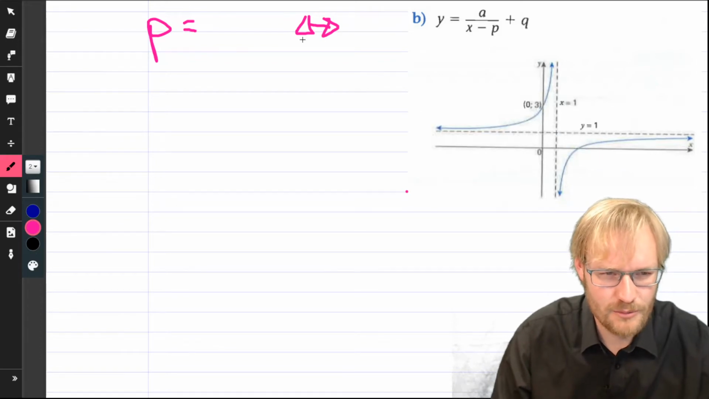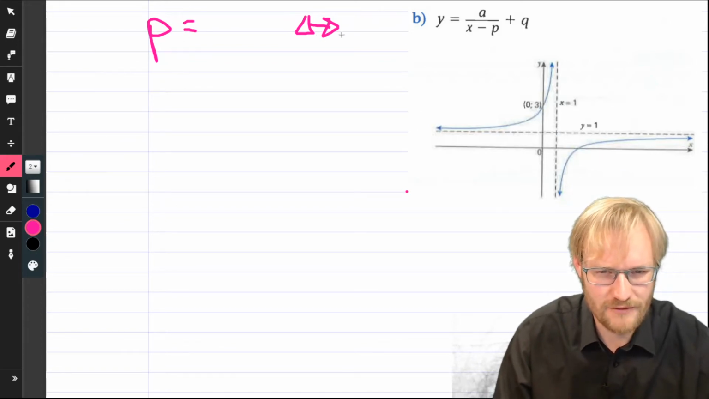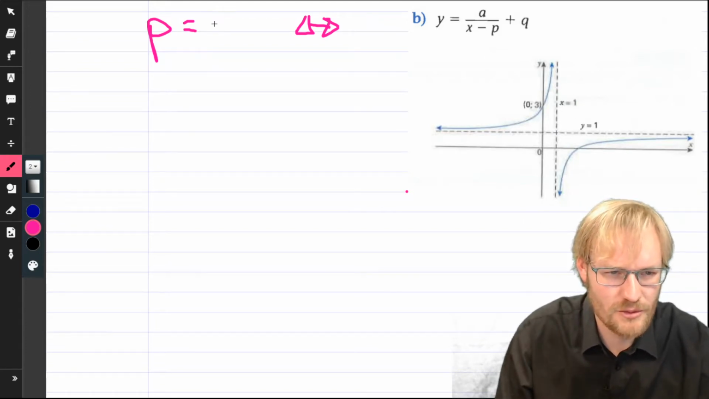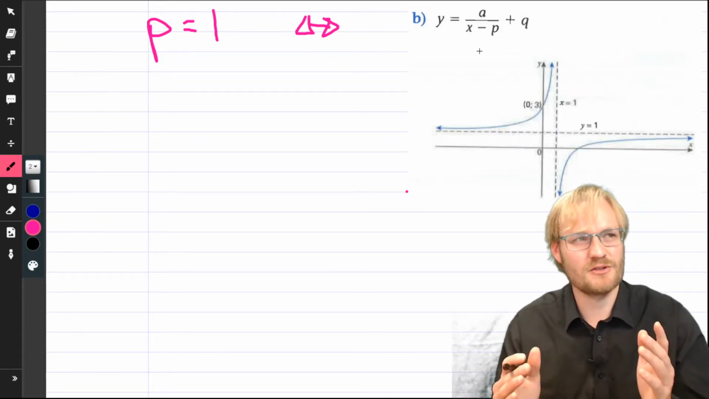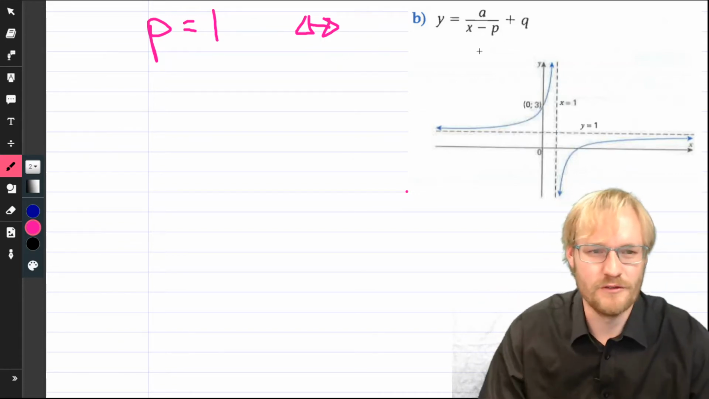So our p value we can get to from that left-right shift. And we're saying that it's x minus p. P is just the same as this value, 1. So it's going to be p equals 1, so that it goes x minus 1. So it feels like minus 1. Oh, it's done the opposite. It's moved to the right.